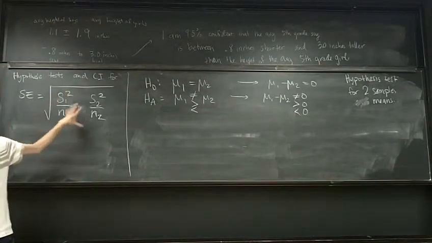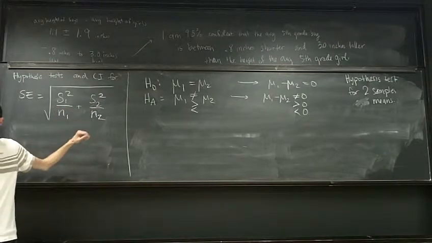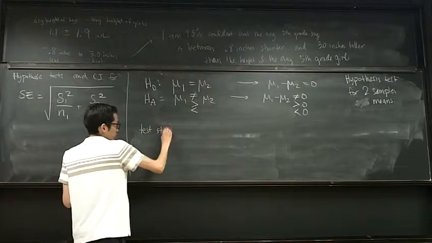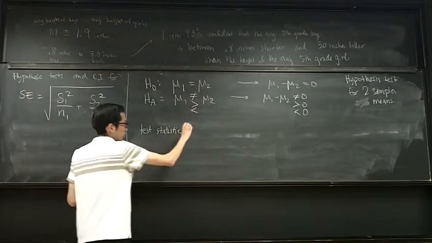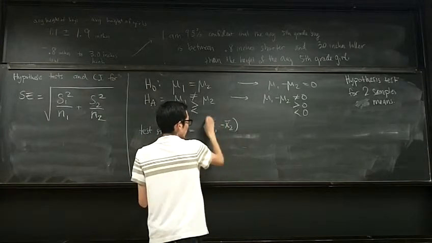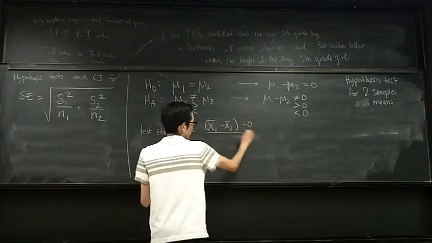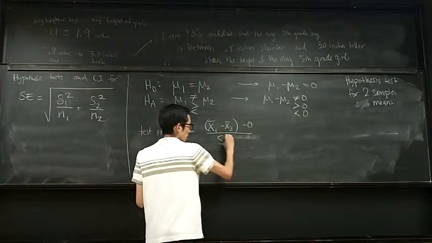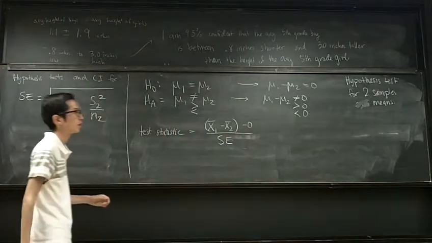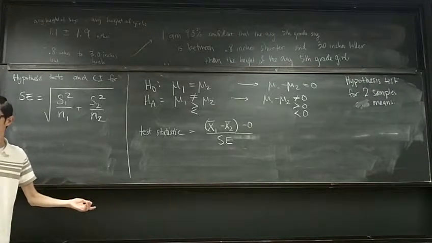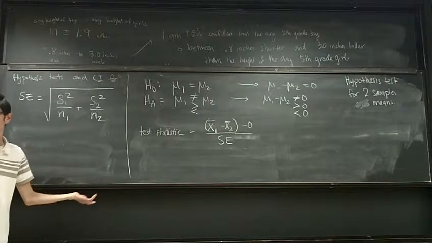This is our standard error. We're still going to use this as our standard error. So our test statistic is going to be x1 bar minus x2 bar minus 0 over the standard error. And then we look this up in the t-table to get our p-value.